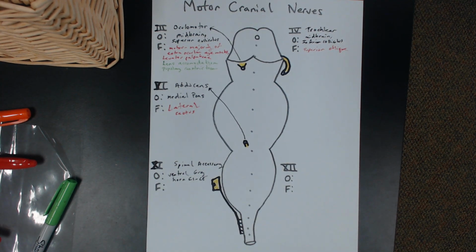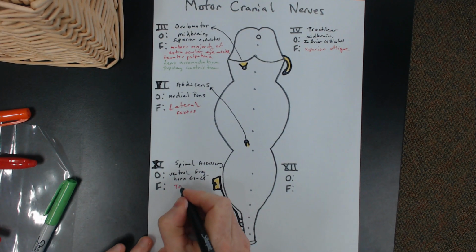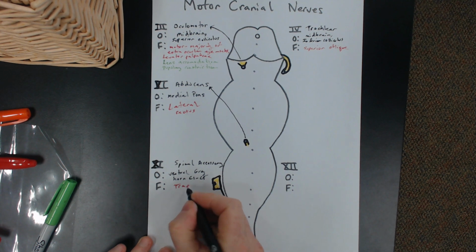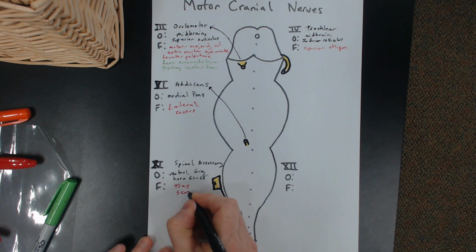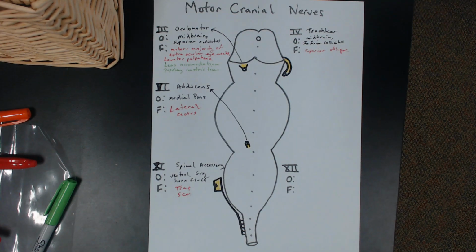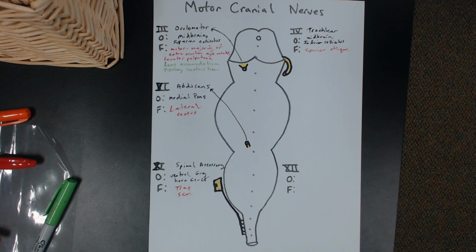Does anybody know what it innervates? Trap and one more, SCM. Trap and SCM. Okay, here's trap and SCM. Okay, sternocleidomastoid. Trapezius and sternocleidomastoid.